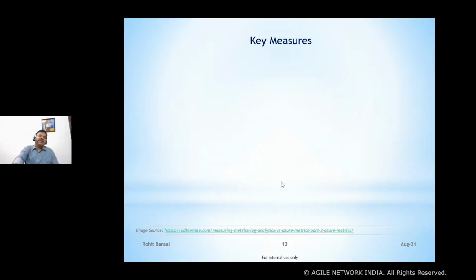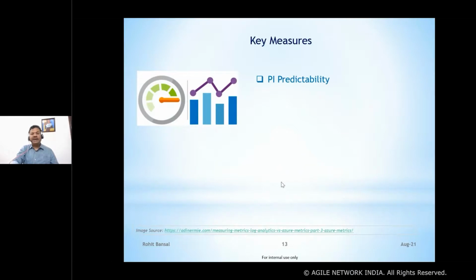Some of the key measures which I trusted: there are many things you could measure, but my focus was on PI predictability, to understand how predictable we are, what we are planning or committing, and what percentage of that we are able to deliver at team level. Flow metrics like CFD, looking at cycle time, lead time, release throughput, all important. Health assessment of the ART, asking some questions as assessment criteria.